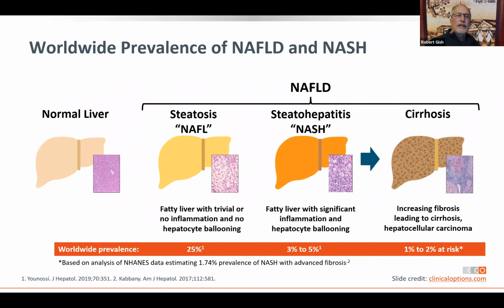This is looking at normal liver, fatty liver plus hepatitis and fibrosis, inflammation, ballooning, and then cirrhosis. And that red line at the bottom gives you this worldwide prevalence. So you have to really look at this. 25% of the world has fatty liver. 3 to 5% of the world has inflammation and fibrosis. And then this at risk, we'll talk about that a little bit later and what those subgroups are.